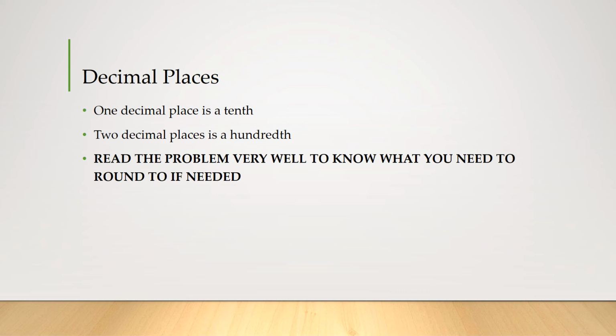You're going to have to read your problems very well to know what you need to round to if needed, or how many decimal places you need, or whether you are supposed to round to a whole number. So one decimal place, that's a tenth, is 4.5. 0.5 is a tenth. Two decimal places would be 4.55.